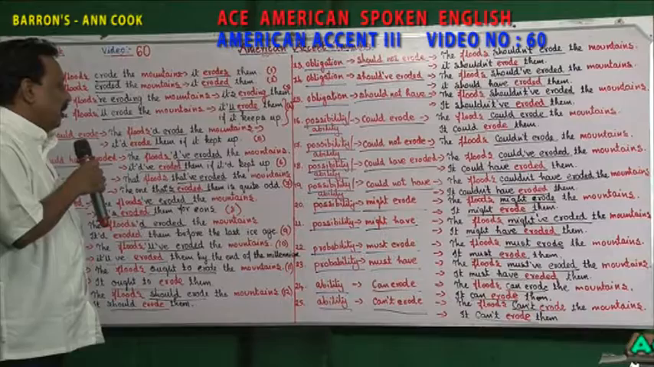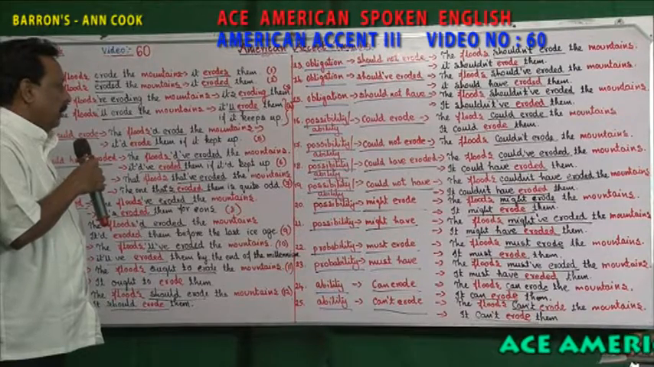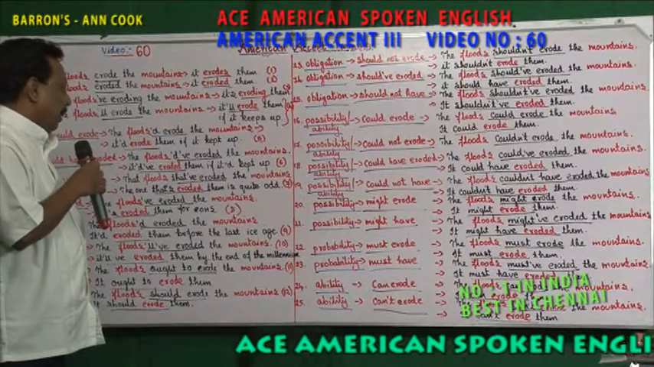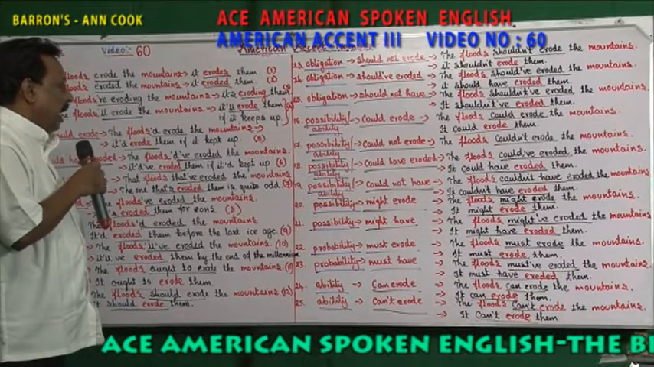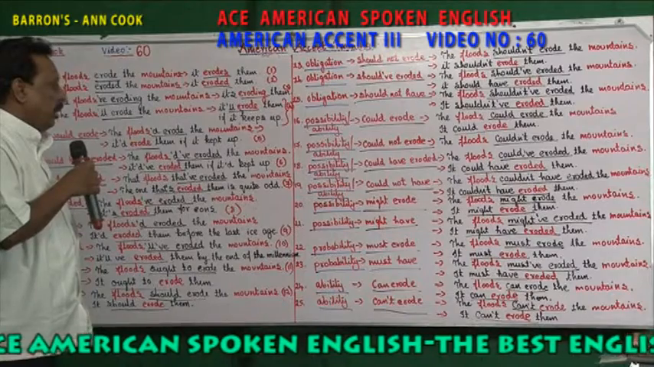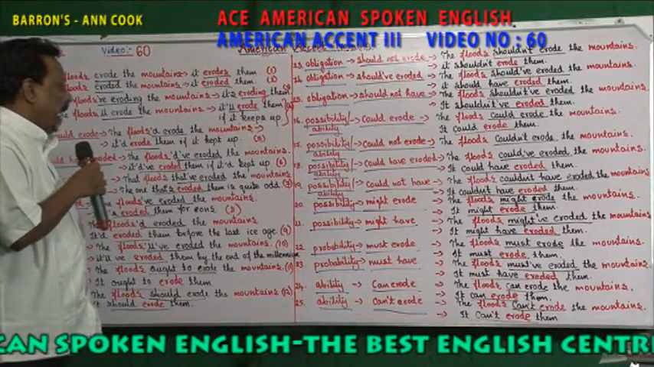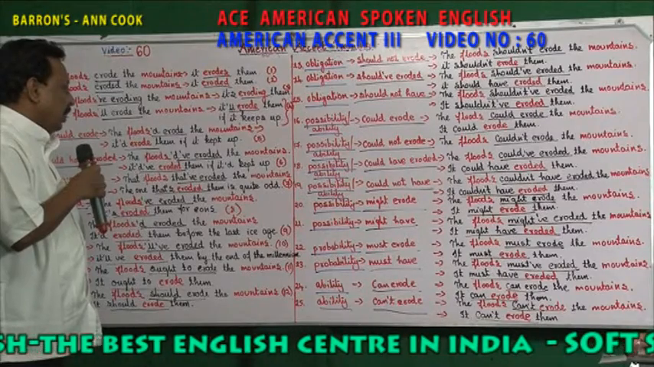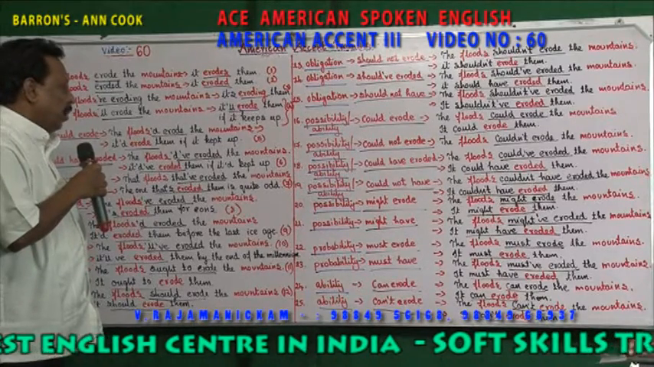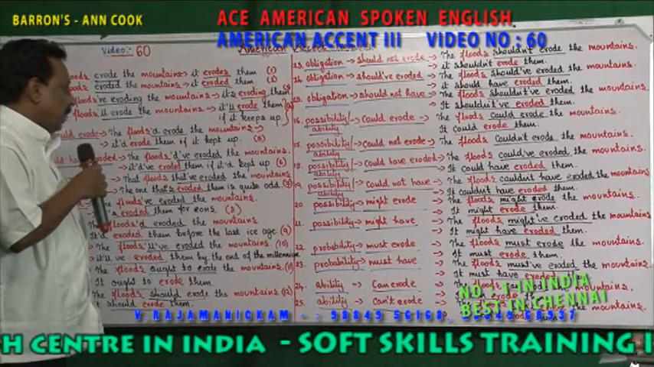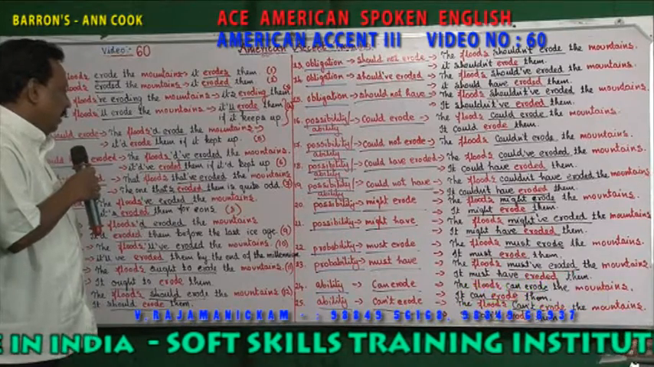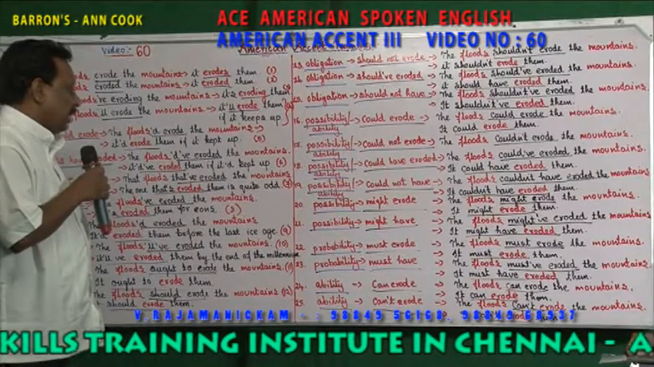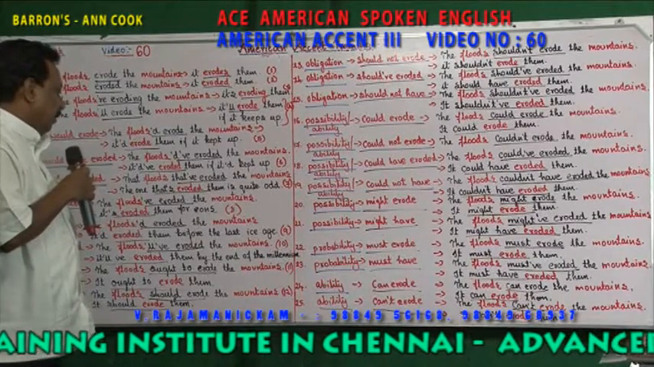Possibility: might erode. The floods might erode the mountains. It might erode them. Possibility: might have. The floods might have eroded the mountains. It might have eroded them. Probability: must erode. The floods must erode the mountains. It must erode them. Probability: must have. The floods must have eroded the mountains. It must have eroded them.